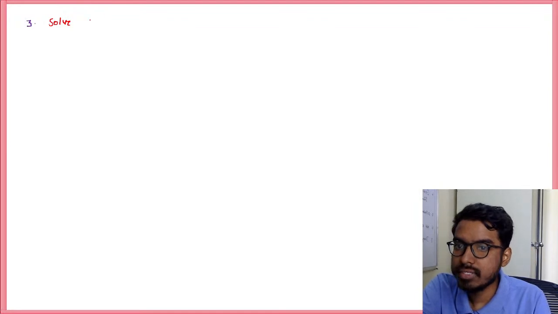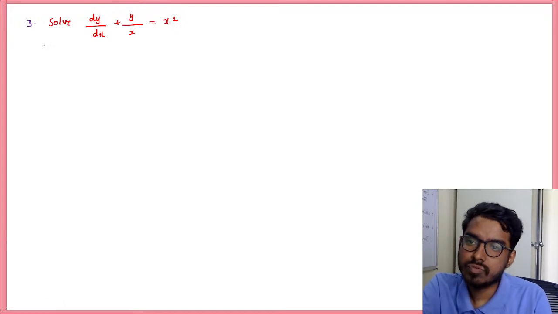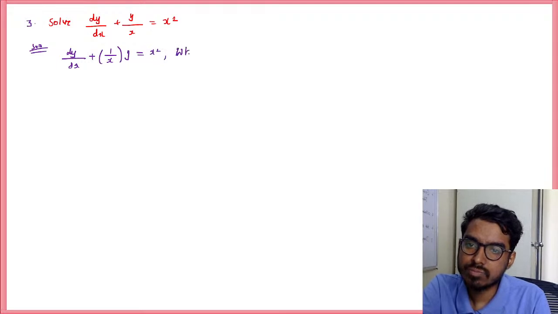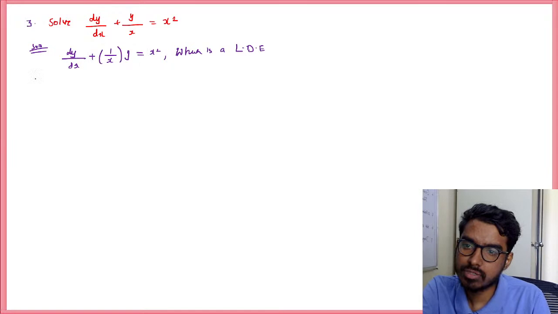Solve dy by dx plus y by x is equal to x squared, right? So which is a linear equation. It is of the form dy by dx plus 1 by x into y is equal to x squared, which is a linear differential equation, right? LDE. So p is given by 1 by x, q is x squared.